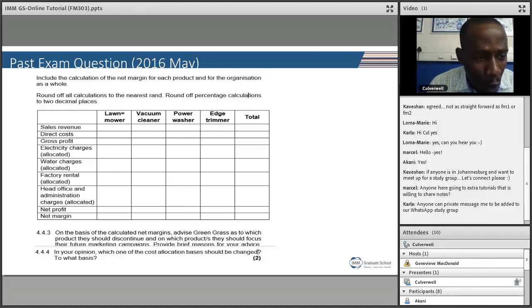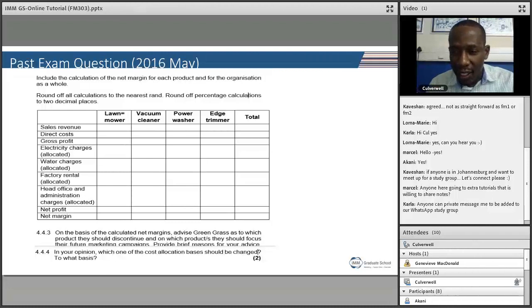And then we move on to electricity charges. The examiner decided to also indicate in brackets allocated: water charges allocated, factory rental allocated, and also head office and admin charges allocated. Now, these four are basically your indirect costs, which you need to allocate using the activity-based costing method. So let's do electricity charges.